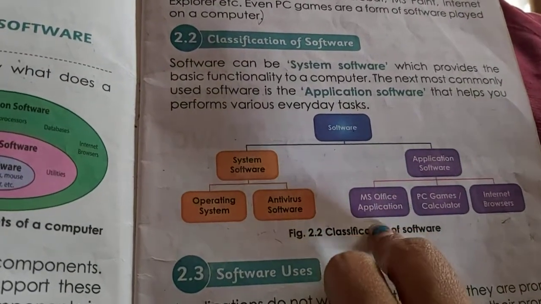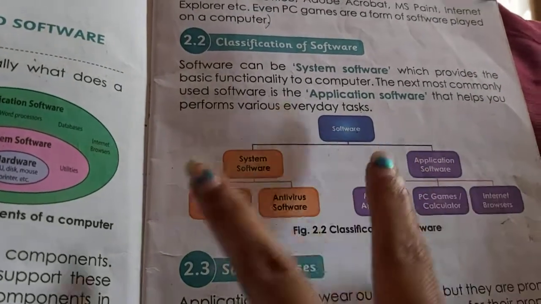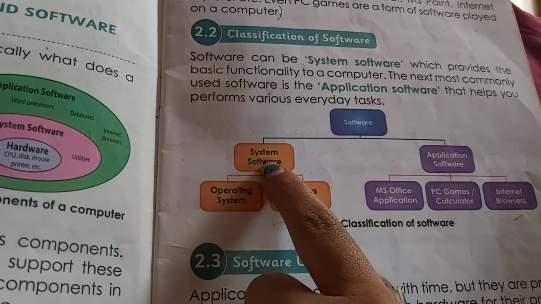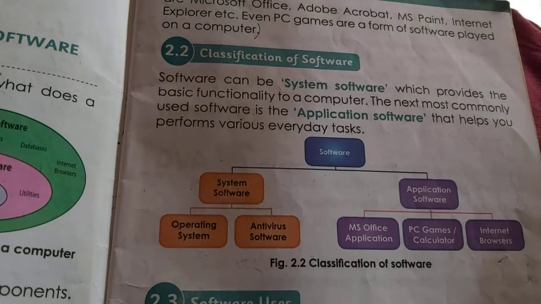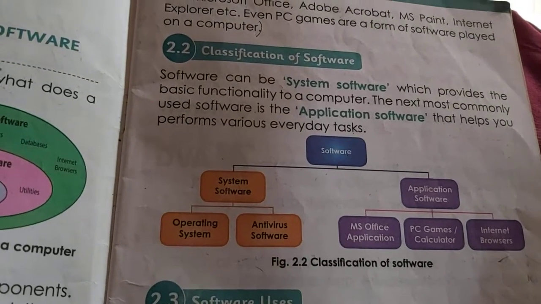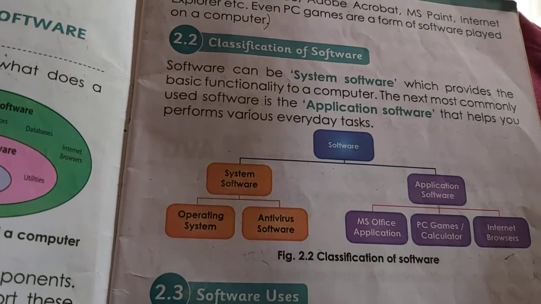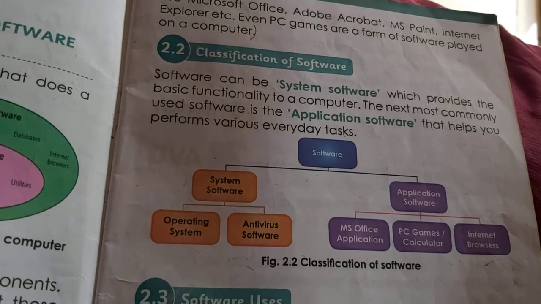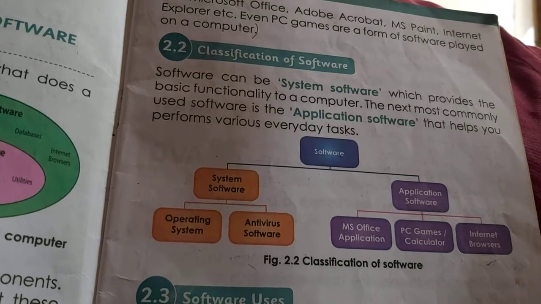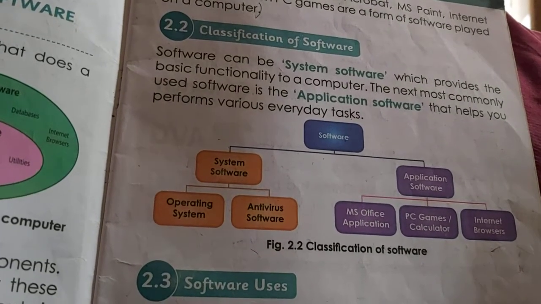In their MS Office, PC games, calculator, these all are the applications. So there are two types of software: system software and application software. Now what is meant by system software? System software provides the basic functionality to a computer. The next most commonly used software is application software, which helps you to perform various everyday tasks.